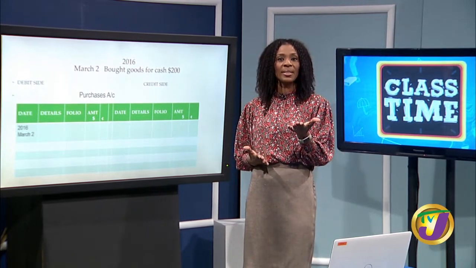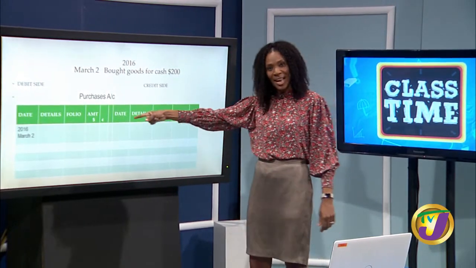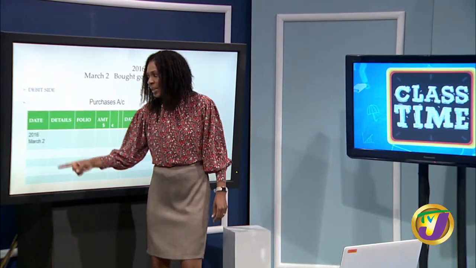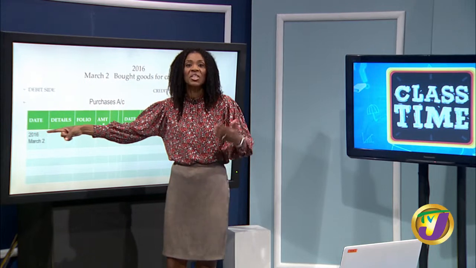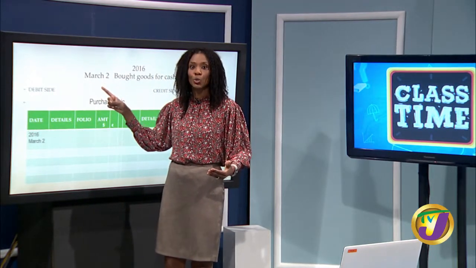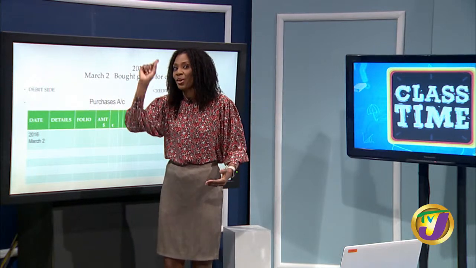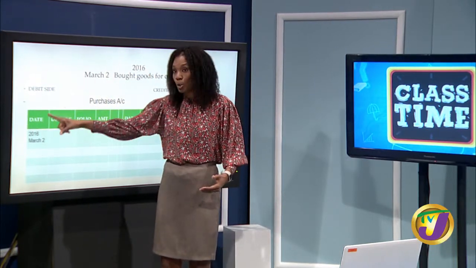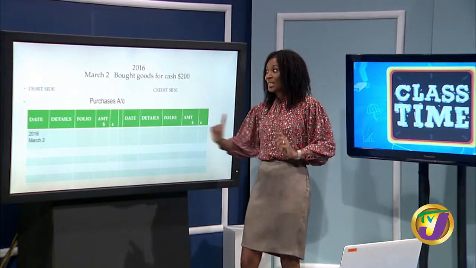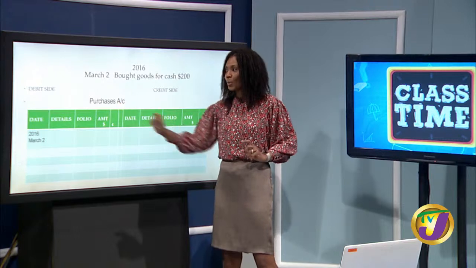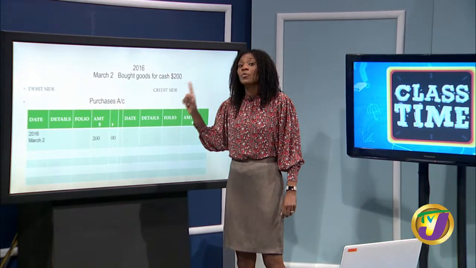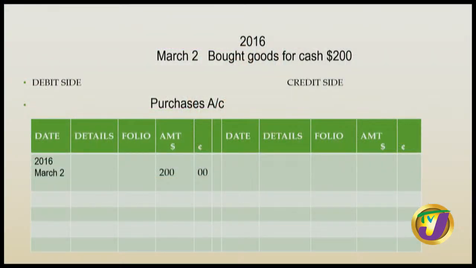Which side again is the debit side? The left side. Good. So you go to the ledger sheet now, students, and you enter the date. Which day did the transaction take place? March 2. Which year? 2016. You put that in the date column. Now, if you notice, I'm in the purchases account. The amount that we bought the goods for was $200.